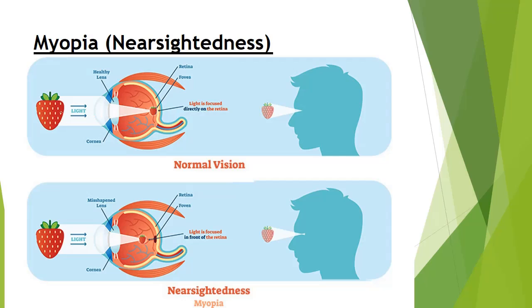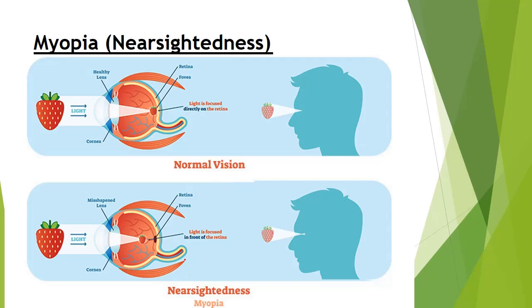So normal vision is this: there is an object, light strikes it, light enters into the eye, there will be an inverted image on the retina, and then it will transfer to the optic nerve, and optic nerve to brain. Okay, so this is the normal vision, right?